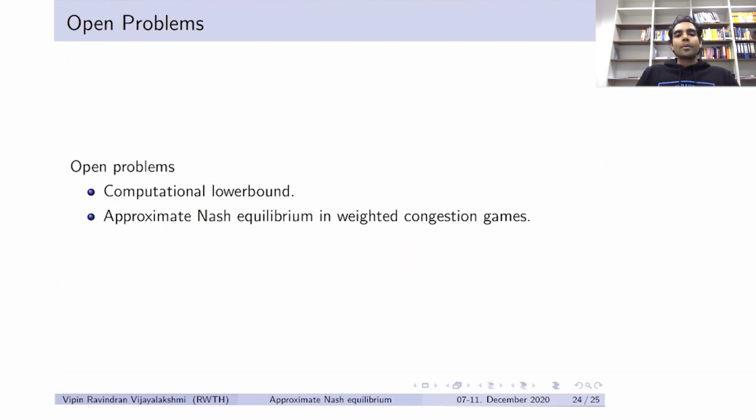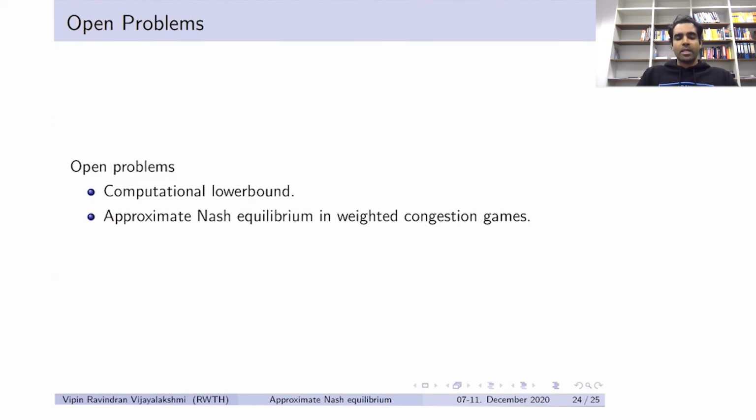Finally, to look at some of the open problems. One of the main open problems, or interesting directions, is to look at the computational lower bound. So far, we only know about the computational lower bound if the cost functions are not restricted to polynomial cost functions. If you allow for arbitrarily steep cost functions, then Skopalik and Vöcking show that it is PLS-complete to compute any alpha approximate Nash equilibrium for any alpha greater than or equal to 1. So it would be an interesting direction to look for the computational lower bound if you restrict the class of cost functions to be polynomial cost functions.